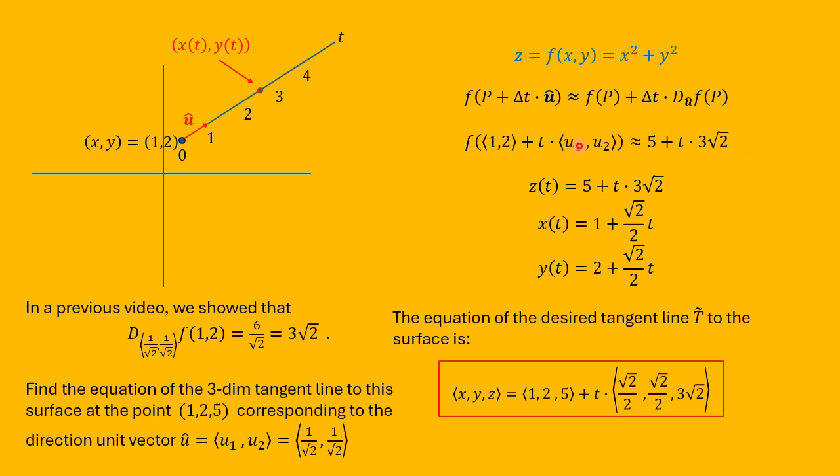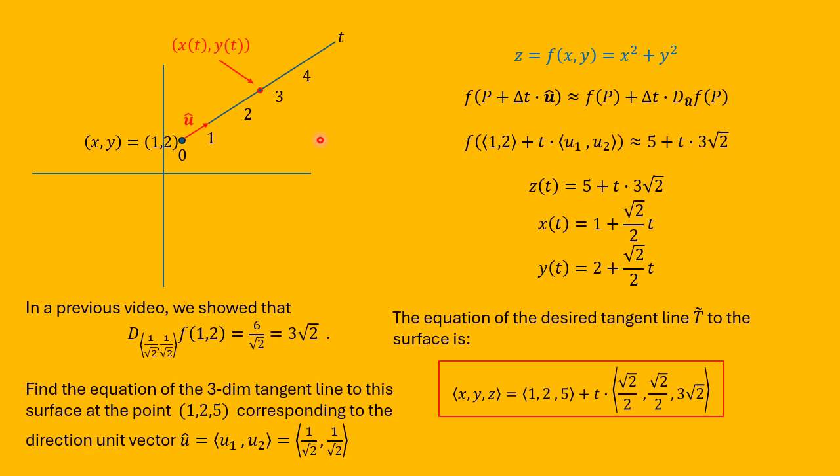Now, one thing, going from this equation up here to this one: since I'm not just looking at a small increment delta t, I want to find the tangent line approximation, I'll replace that by t, where t can be any number, small or large. And so f of (1, 2) plus t times this unit vector we talked about before is approximately equal to 5 plus t times this derivative, which was the square root of 3 over 2.